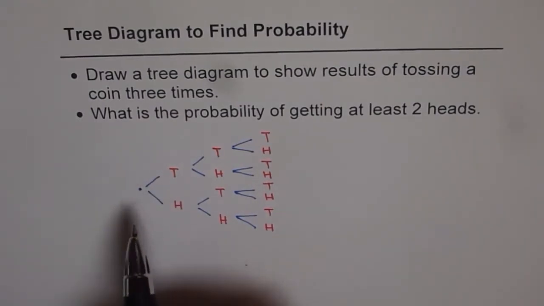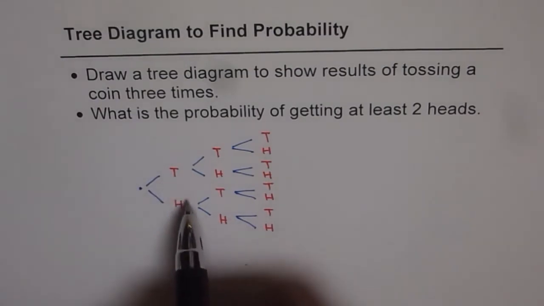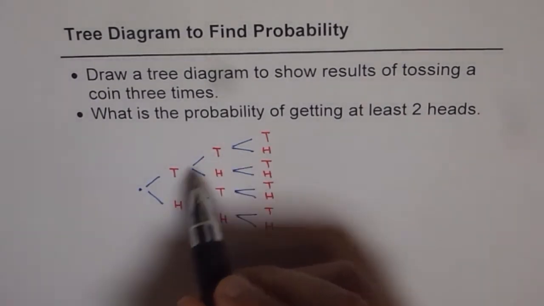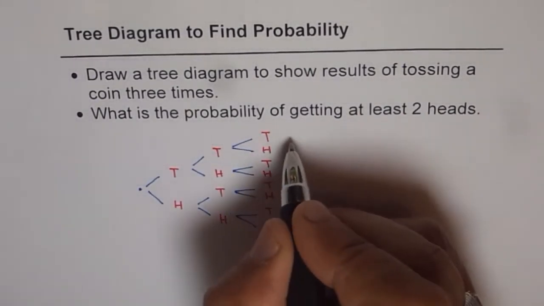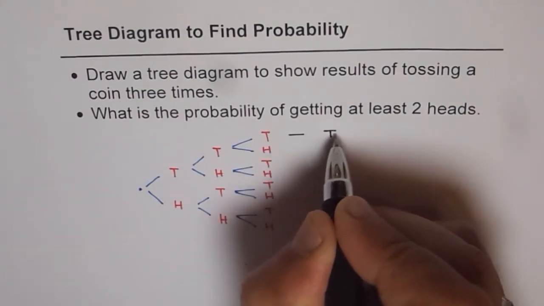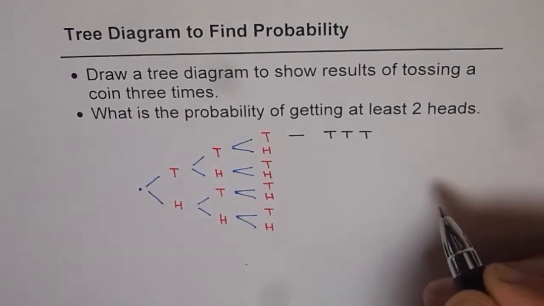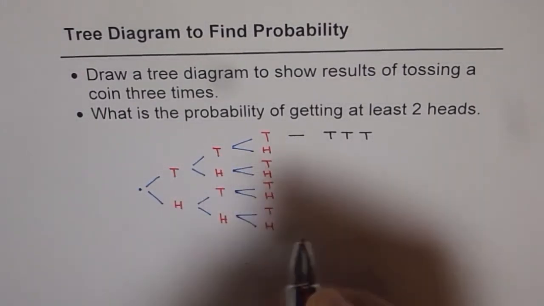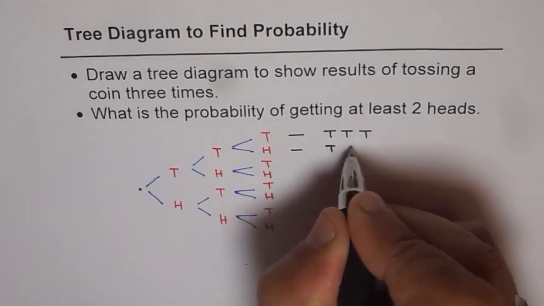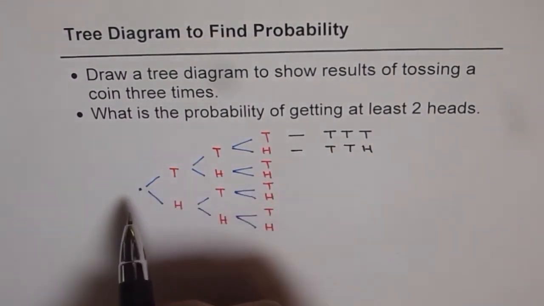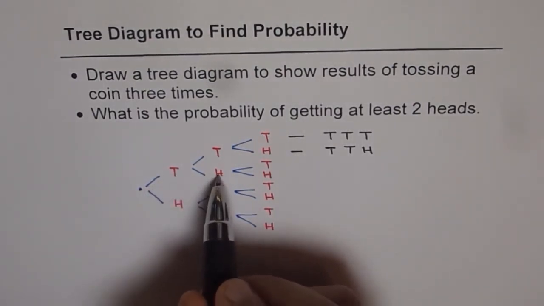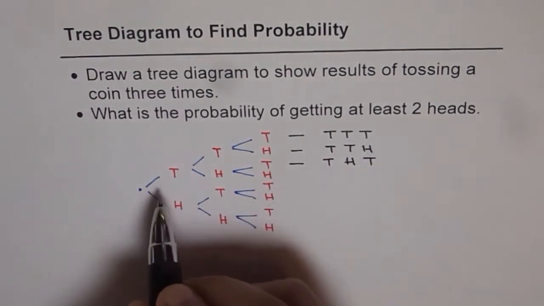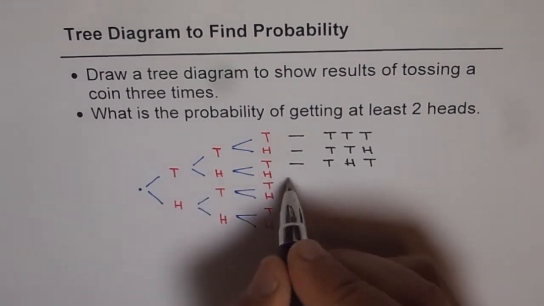We combine like this. The first toss gives tail or a head. The second toss gives a combination of tail or a head. Now if we go through the first branch, we have tail, tail, tail. That is one of the outcomes. Another possible outcome is tail, tail, head. Let's look into the next branch, which is tail, head, tail. And then tail, head, head.